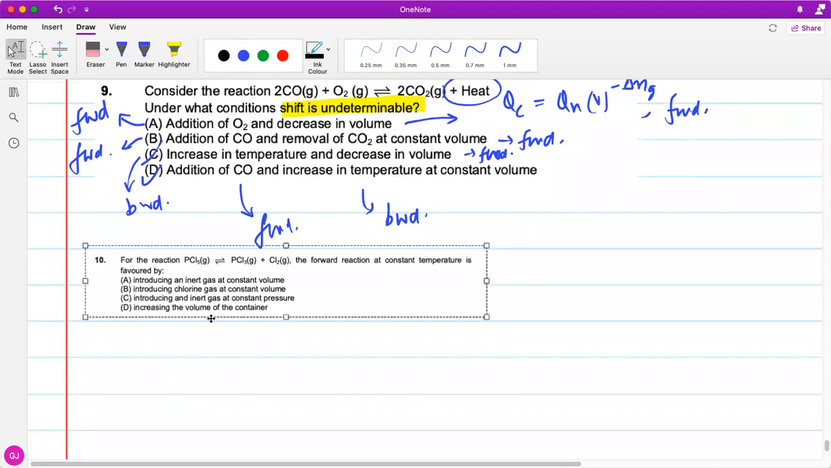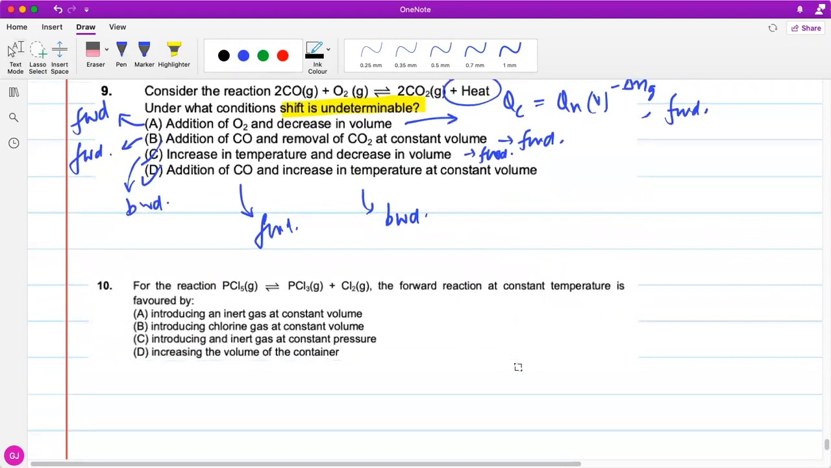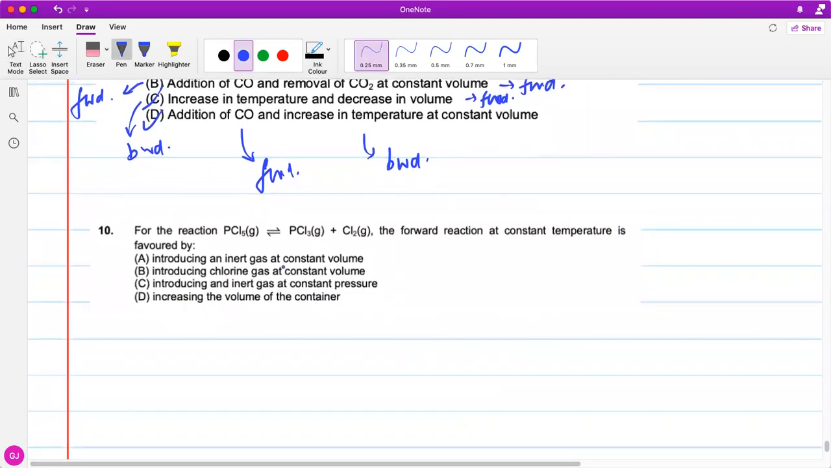For the 10th question, it's relatively easier, right? You have to analyze this equilibrium forward direction. Inert gas introduced at constant volume, no shift. Introducing Cl2 will shift the equilibrium backward, right? So this is also not the option that we are looking at. Introducing inert gas at constant pressure, right? So here this will result in increase in volume, right?